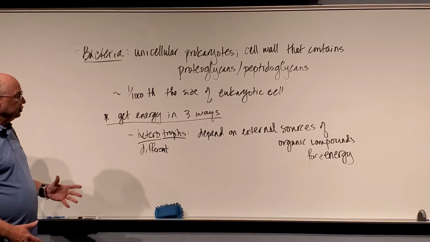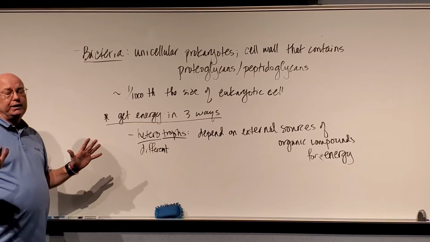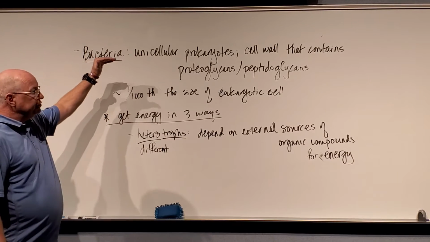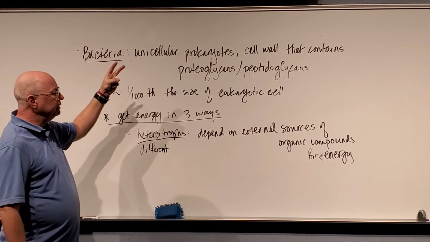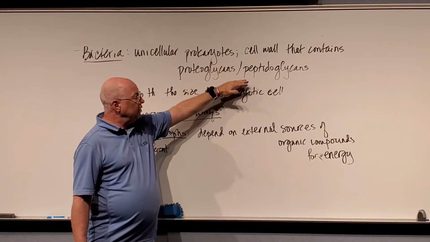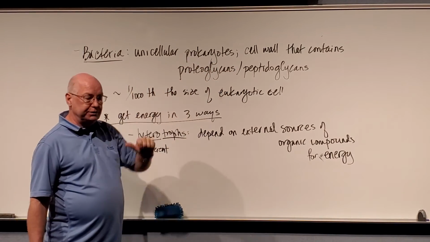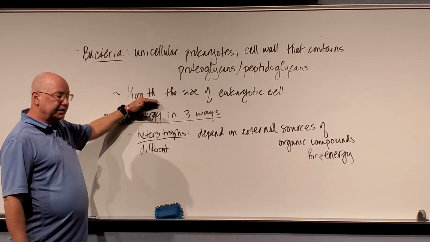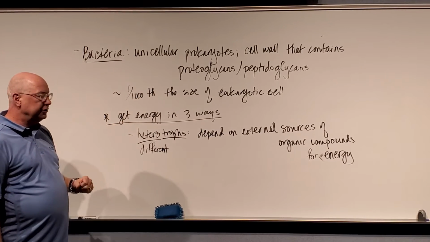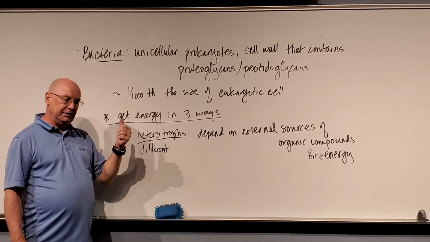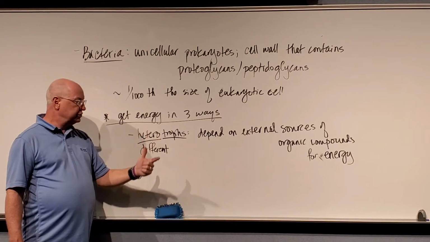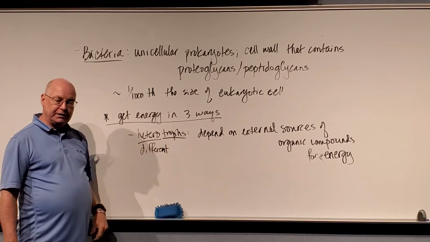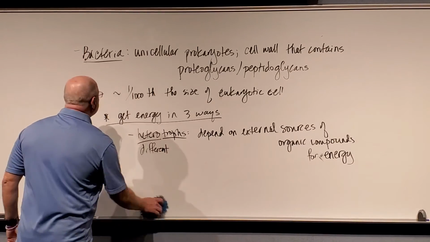Okay? So, for now, that's what we need to know about bacteria. They're unicellular prokaryotes. They're single-celled organisms that lack a nucleus and organelles. They have a cell wall that contains proteoglycans and peptidoglycans. They're very tiny in size, and they can get their energy in three ways. They can be photosynthetic autotrophs, chemosynthetic autotrophs, or heterotrophs, where they break down other organisms. Okay?